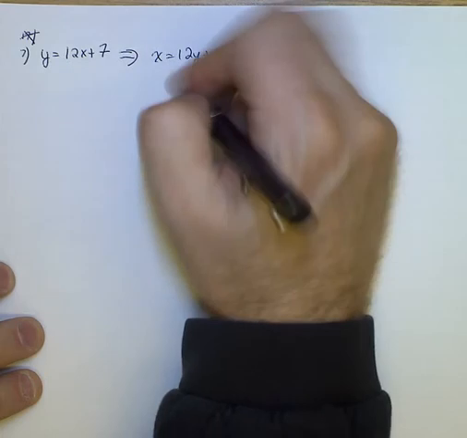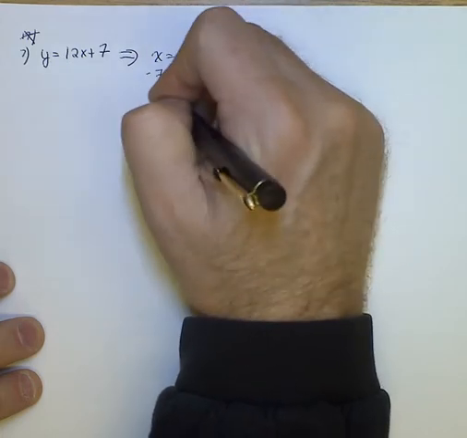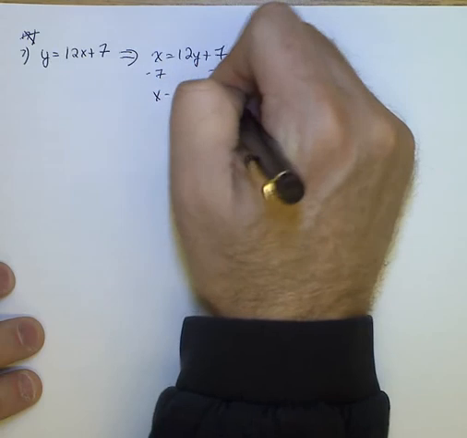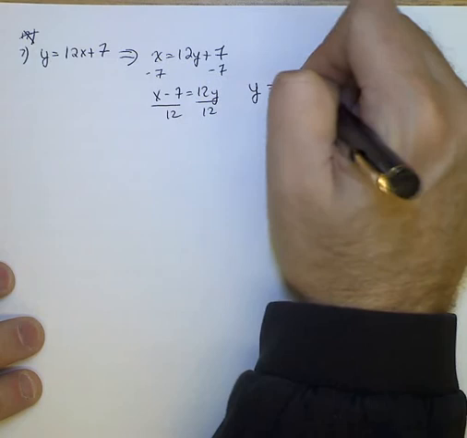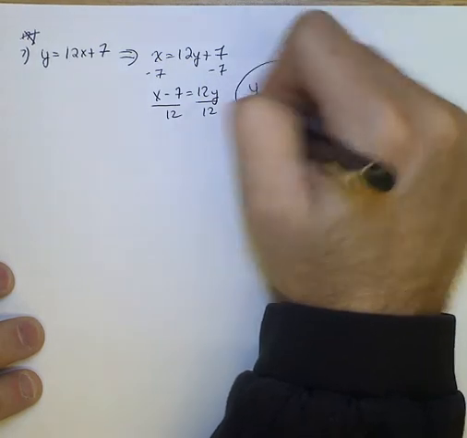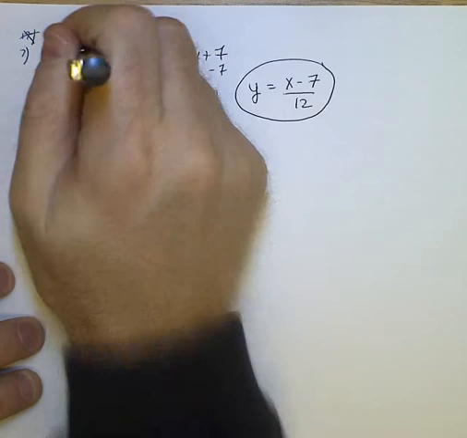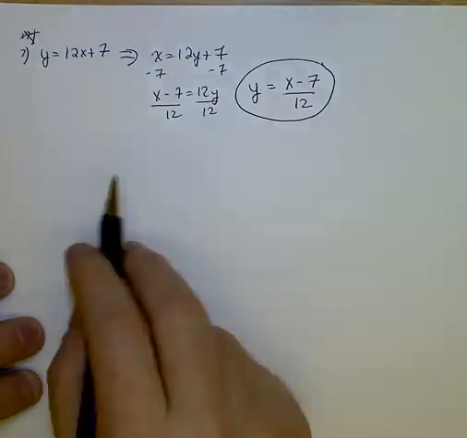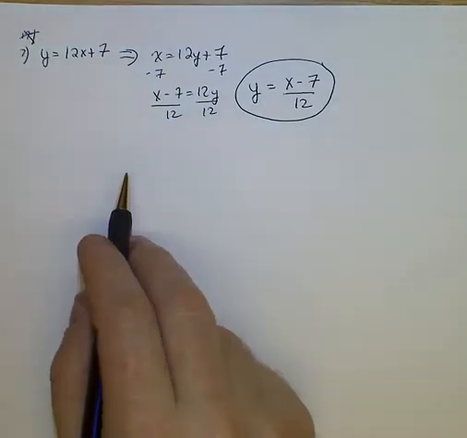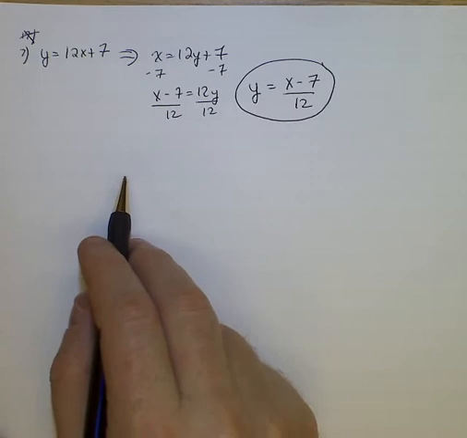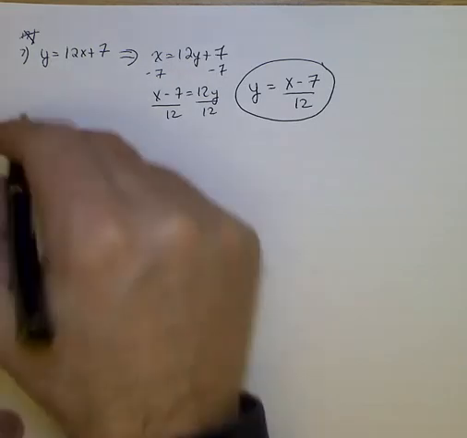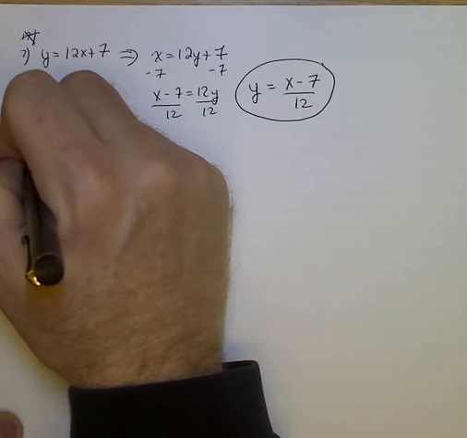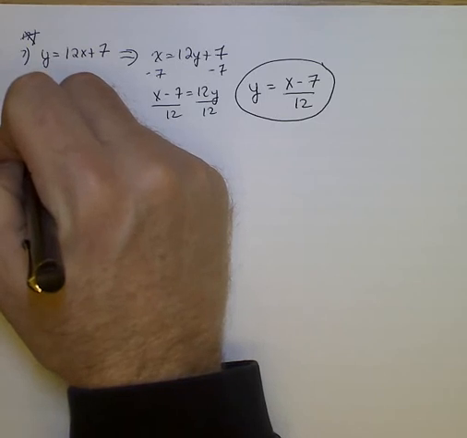So we'll do minus 7 on both sides, and we'll get x minus 7 equals 12y. And then we'll divide both sides by 12. And so y equals x minus 7 over 12. That is the inverse. The inverse of y equals 12x plus 7 is y equals x minus 7 over 12. This is a fairly typical problem. So on the quiz, I'm going to ask you to do something like this: just swap your x's and y's and solve.